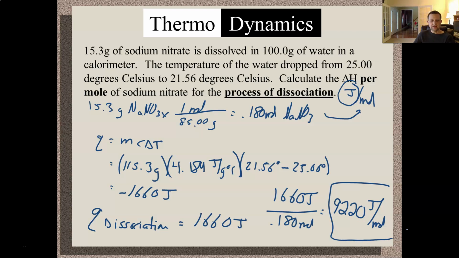We can talk more about it in class as we go about this, but you can now work on some of the calorimetry practice problems using Q equals MC delta T along with your dissociation or solution calorimetry problems as well. We can talk about them more in class if you have any issues.